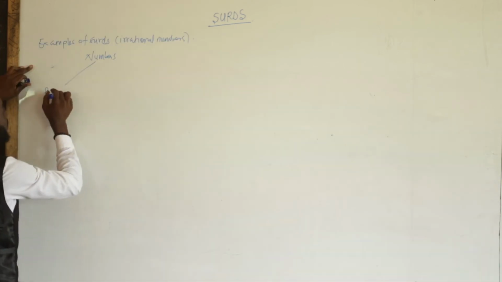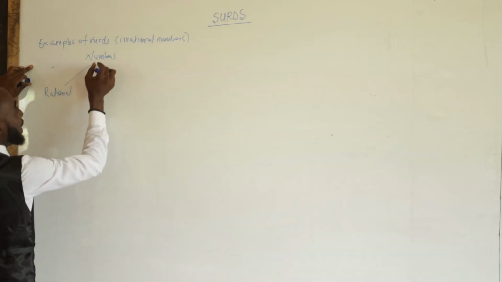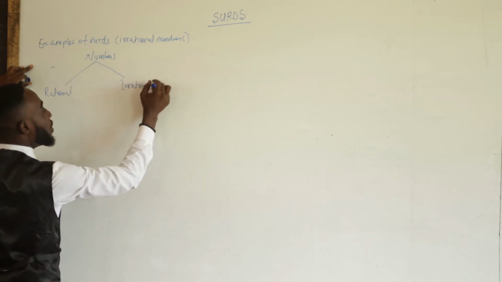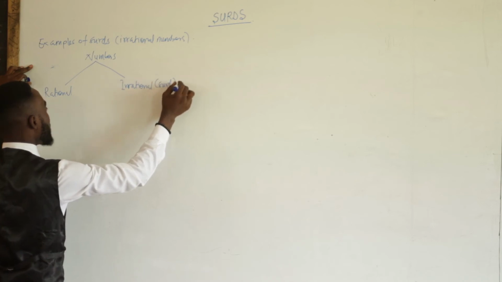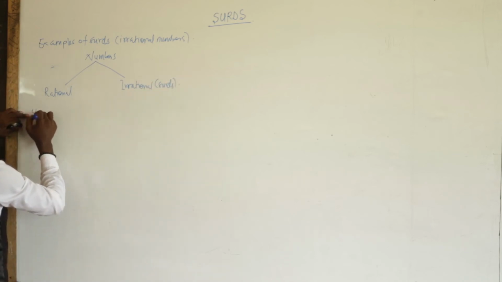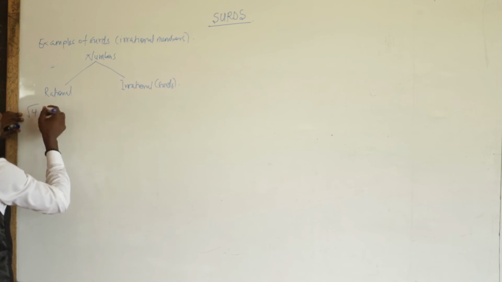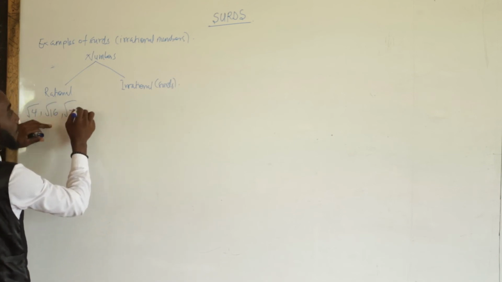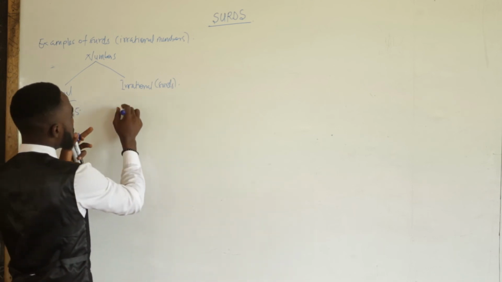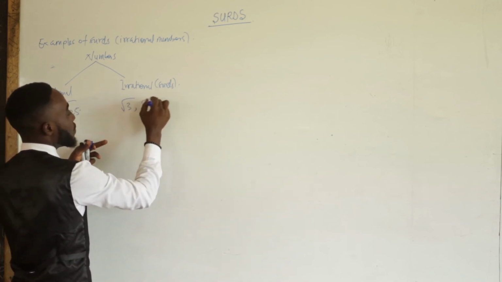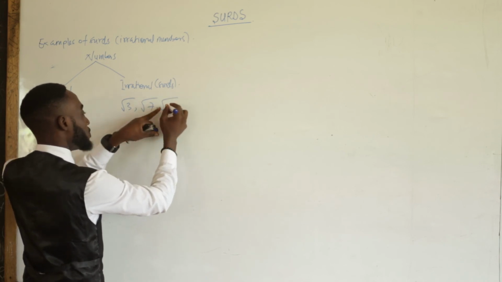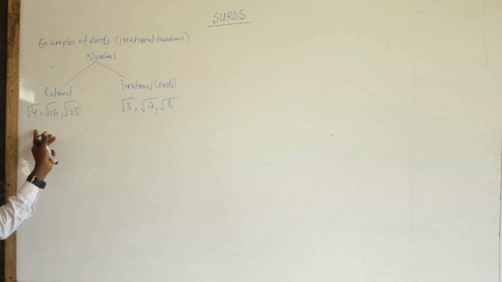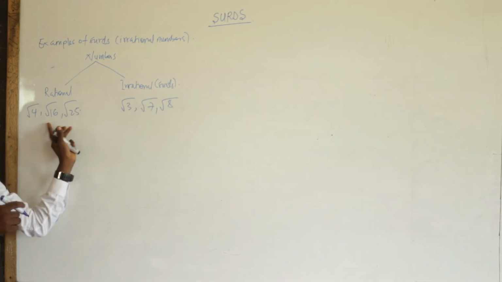We have rational and then irrational, in brackets surds. So we can have root of 4, root of 16, and root of 25, which are rational. Then the irrational ones will be root of 3, root of 7, root of 8. All these irrational numbers are what we call surds.